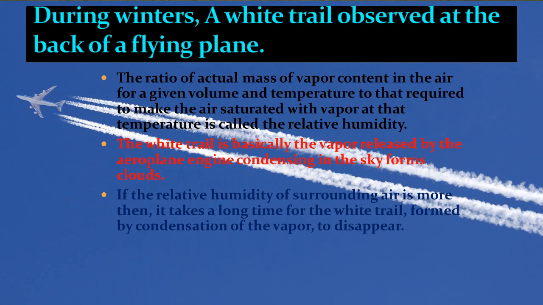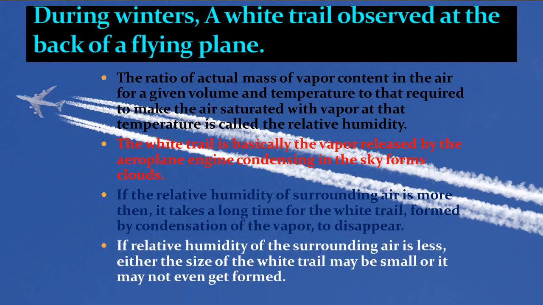If the relative humidity of the surrounding air is more, then it takes a long time for the white trail formed by condensation of the vapor to disappear. And if the relative humidity of the surrounding air is less, then what happens? Either the size of the white trail may be small or it may not even get formed.